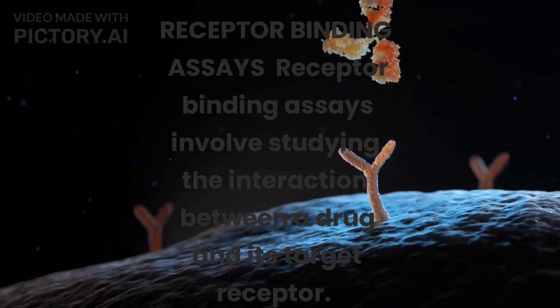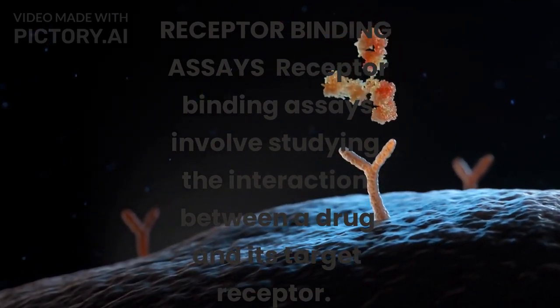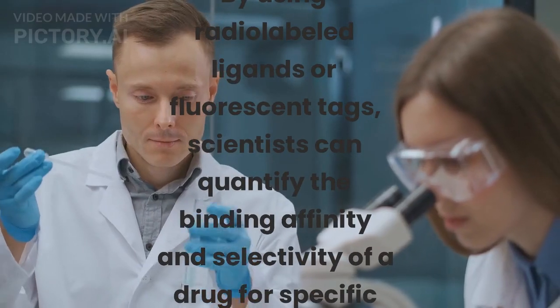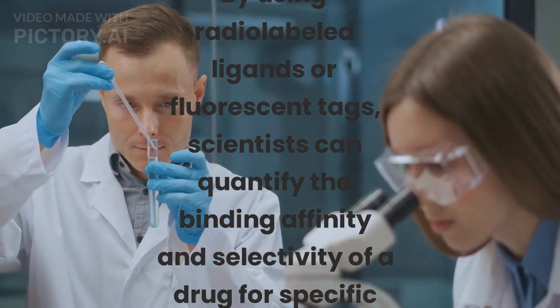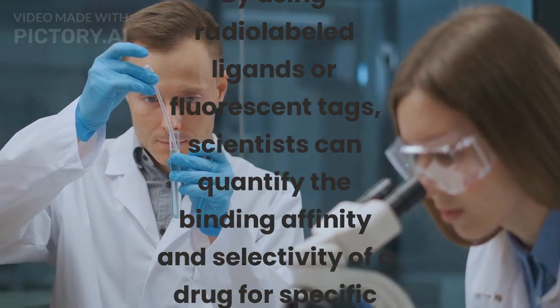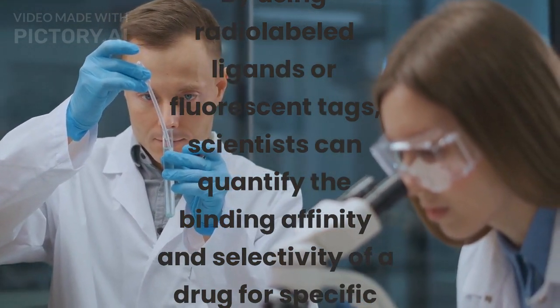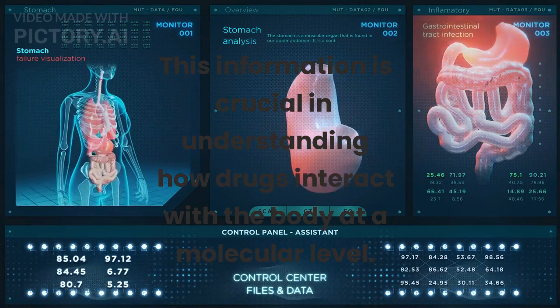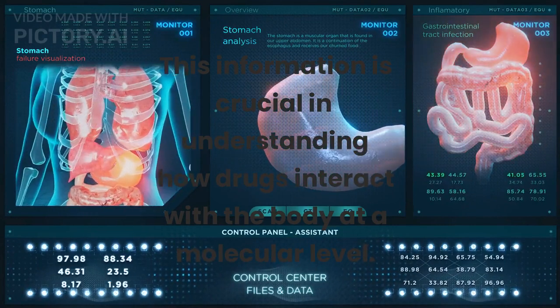Receptor binding assays. Receptor binding assays involve studying the interaction between a drug and its target receptor. By using radiolabeled ligands or fluorescent tags, scientists can quantify the binding affinity and selectivity of a drug for specific receptors. This information is crucial in understanding how drugs interact with the body at a molecular level.